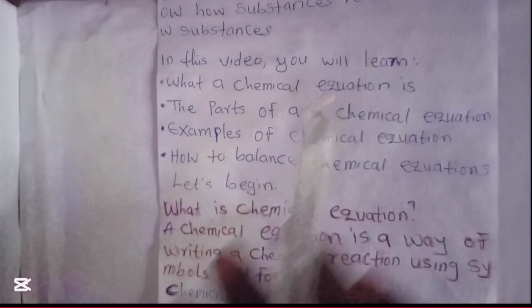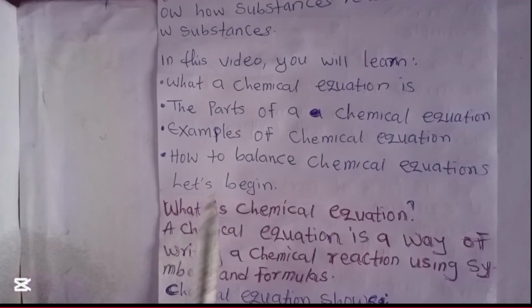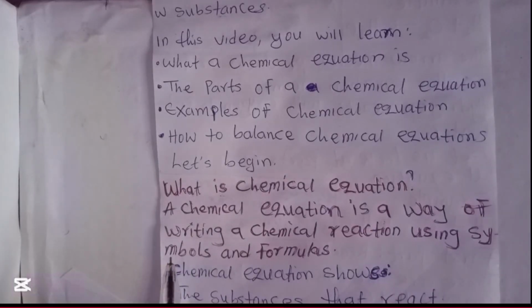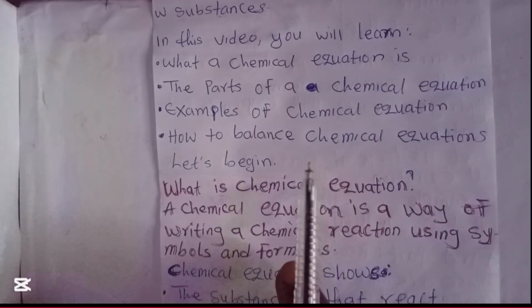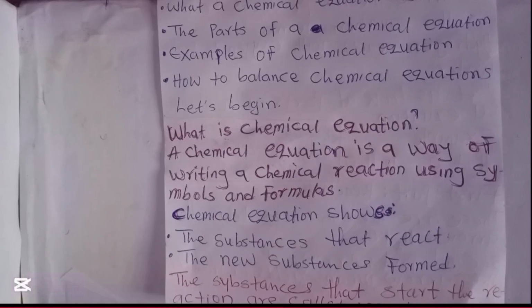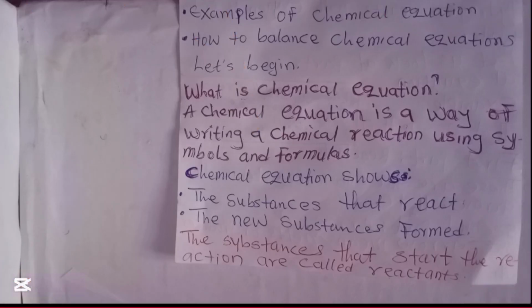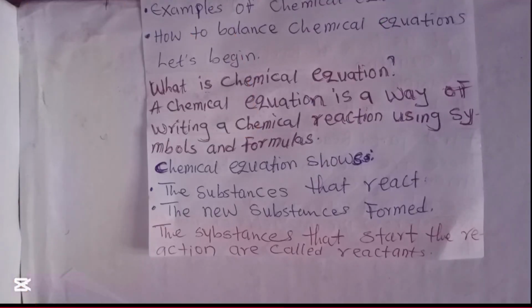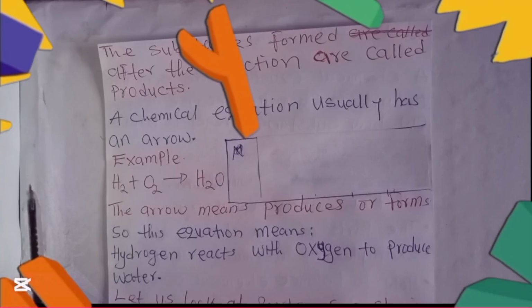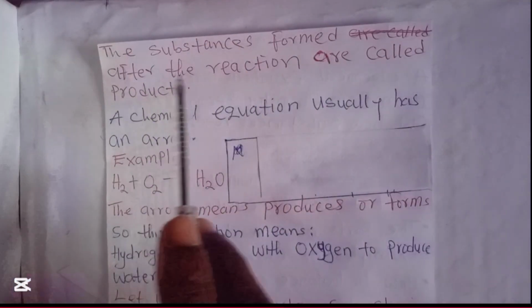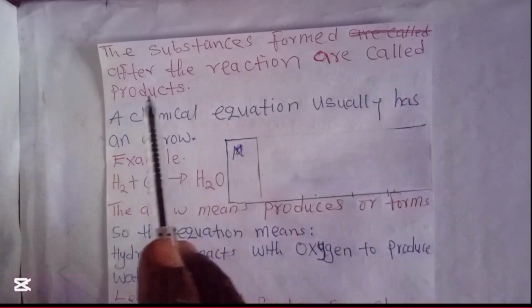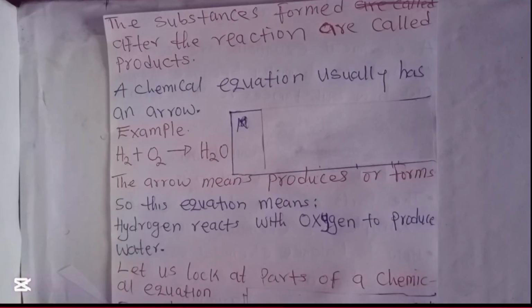Now let's begin. What is a chemical equation? A chemical equation is a way of writing a chemical reaction using symbols and formulas. A chemical equation shows the substances that react and the new substances formed. The substances that start the reaction are called reactants, while the substances formed after the reaction are called products. A chemical equation usually has an arrow.